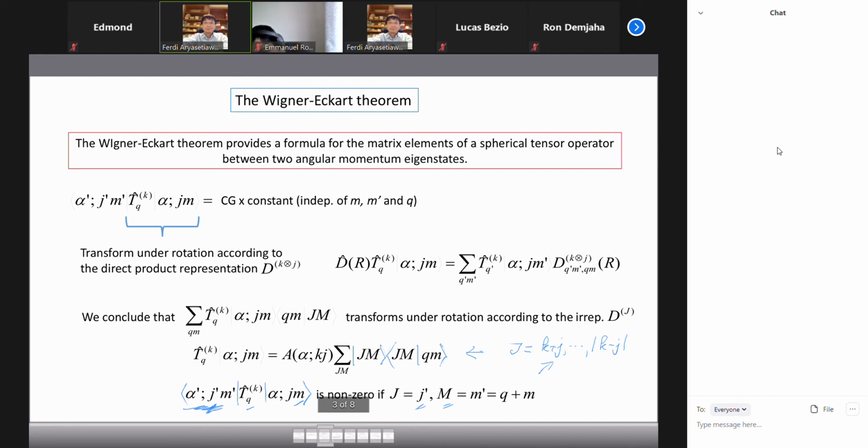Just to give an example, if k here is equal to 1, let's say, and j equal to, let's say, 1, then we know that the only non-zero J that can contribute to the matrix elements will be J equal to 0, 1, and 2. So if we have an angular momentum state with j equal to 3, we know in advance that this matrix element is going to be 0. So we don't even need to actually calculate them. Just from the symmetry, we know that it is 0.